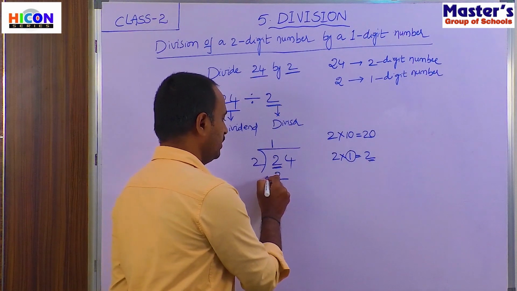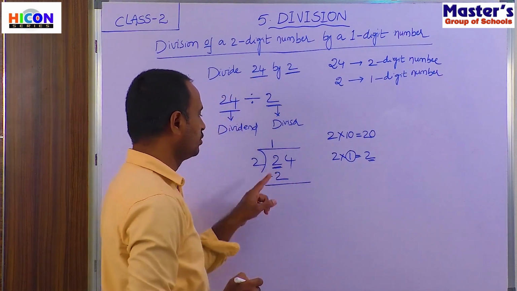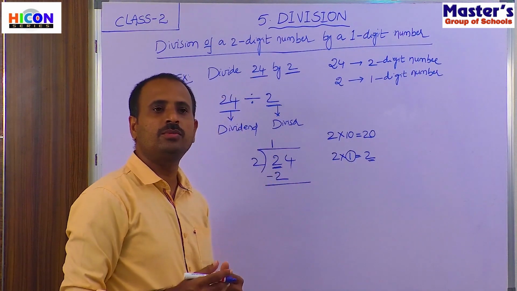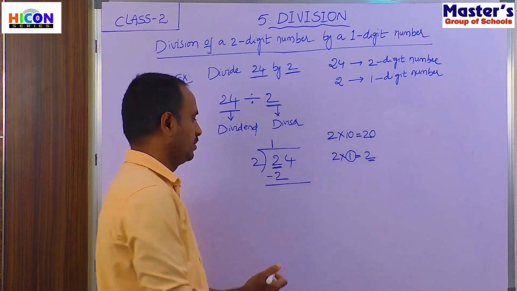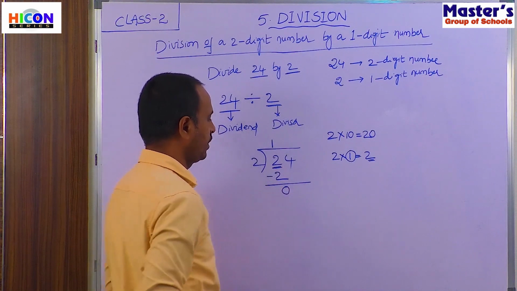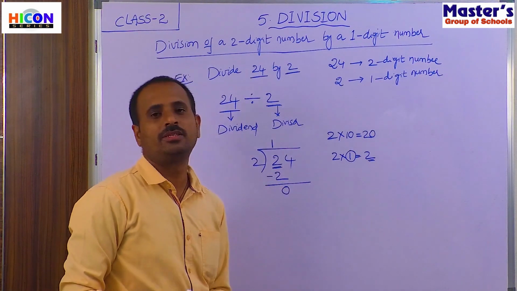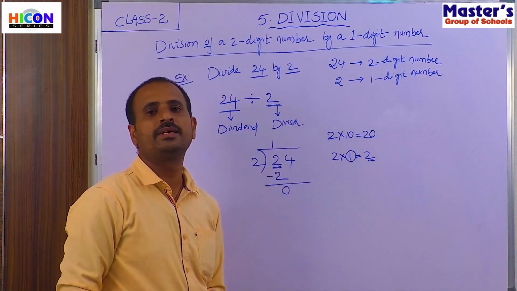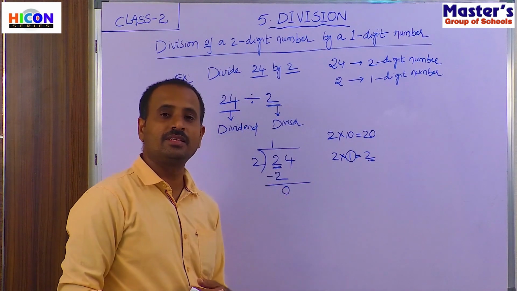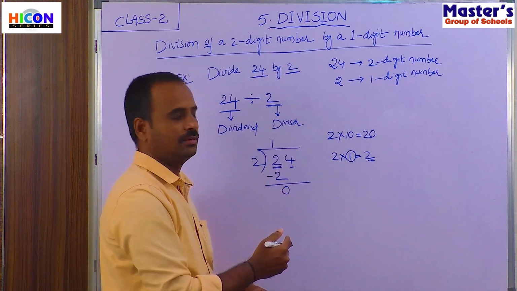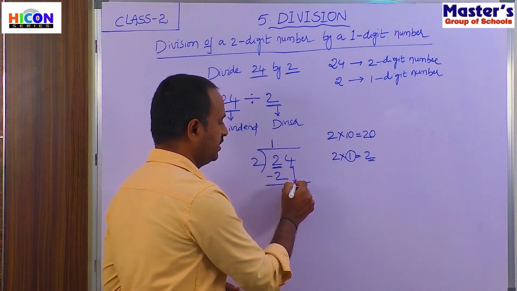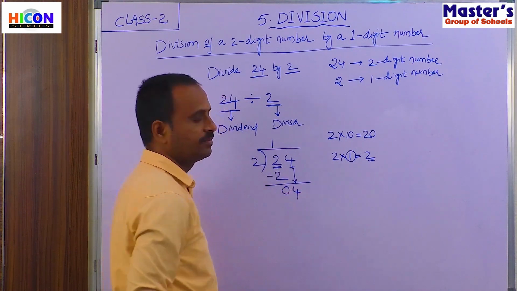Now subtract these two digits. That is 2 minus 2. Children, how much is 2 minus 2? 0. 2 minus 2 is 0. Now the first digit is completed. Now take the second digit. What is the second digit here? 4. So bring down the second digit, that is, bring down 4.